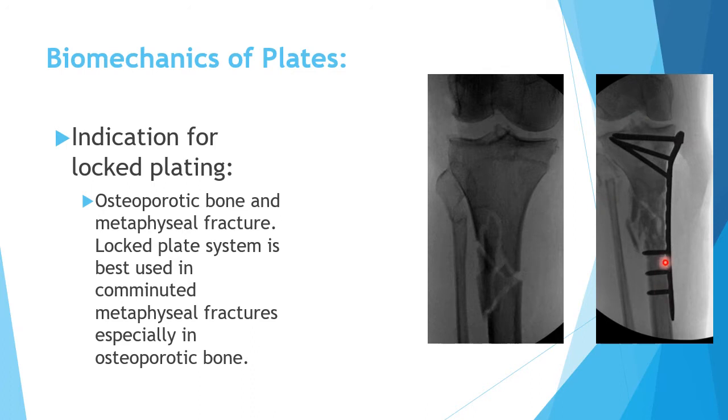So it had this fixation, which is a locked plate. If you see, all the screws here are locked, whether the proximal group of screws or the distal group, all of them are locking screws. So the most important indication is a comminuted metaphyseal fracture in an osteoporotic patient. The use of locking screws can allow better fixation in these cases.